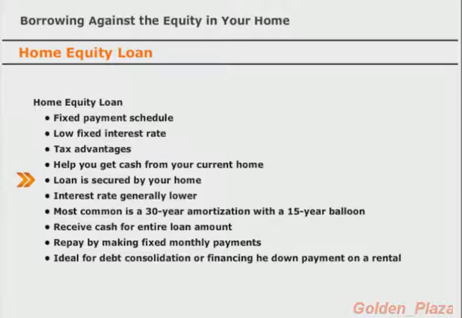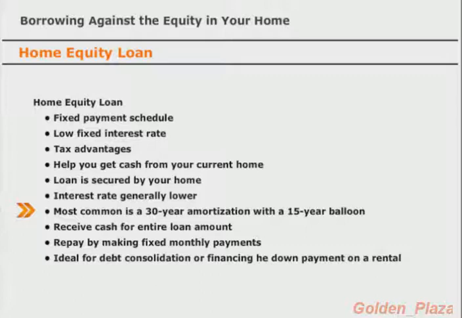Because the loan is secured by your home, the interest rate is generally much lower than it is for unsecured debt, like credit cards. There are many kinds of home equity loans, but the most common is a 30-year amortization with a 15-year balloon, although the 20-year fixed is almost as common. You need to refinance, sell, or pay the loan off prior to the end of 15 years, lest the lender call the note.